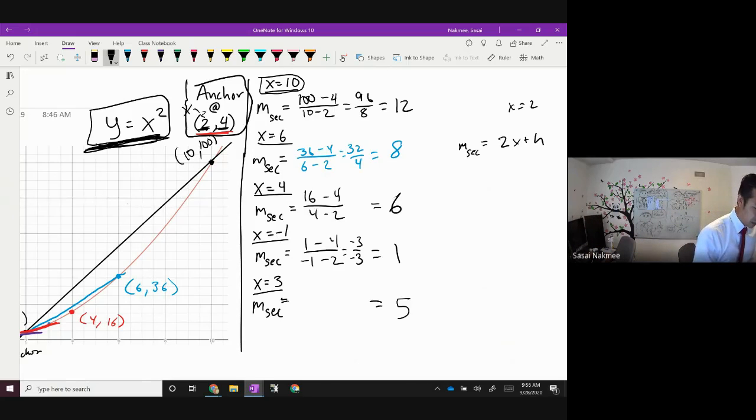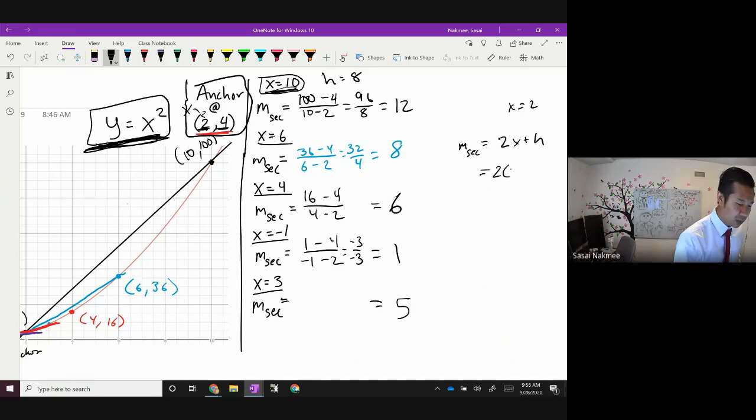So if my anchor point is 2 and my next point is at 10, I'd say here h was equal to 8, right? H was equal to 8. Now check this out. What I'm saying is I've essentially created a way to calculate the slope if I just know what the anchor point is and how far away the other point is.